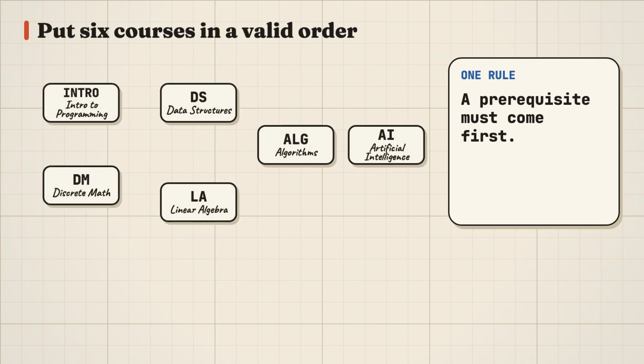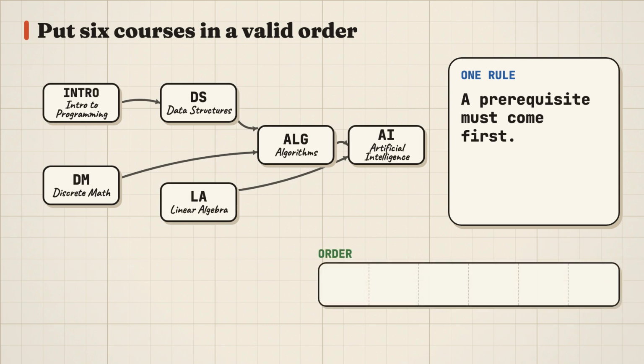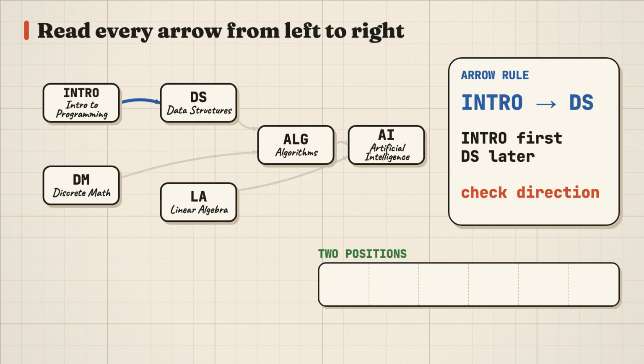Suppose you want to take 6 courses, but some courses must be completed before others. The college website needs to place all 6 courses in an order that follows those prerequisites. An arrow from Intro to Programming to Data Structures means that Intro to Programming must come first. Every arrow in the graph represents the same rule.